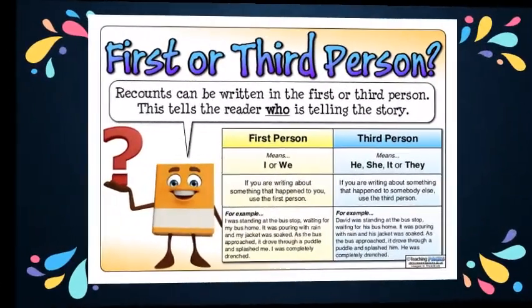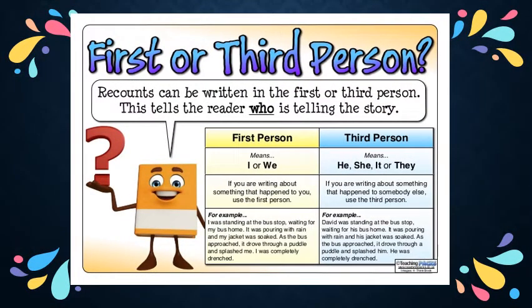Okay. Now, how are we going to write that? Recounts can be written in the first or third person. This tells the reader who is telling the story. Let's look at the first person column. First person means I or we. If you are writing about something that happened to you, use the first person. For example, I was standing at the bus stop waiting for my bus home. Notice that it says I and also my, right?